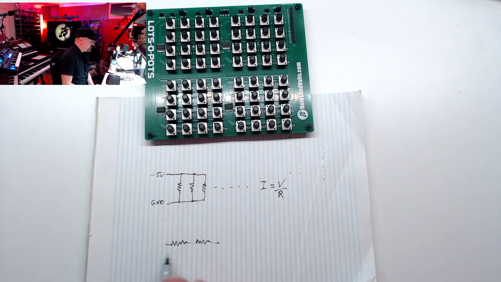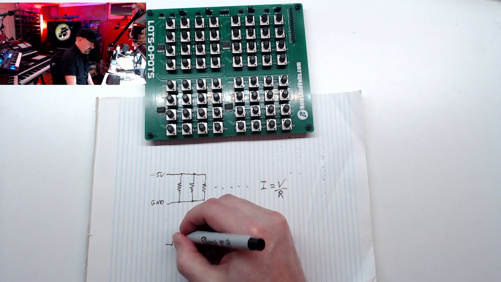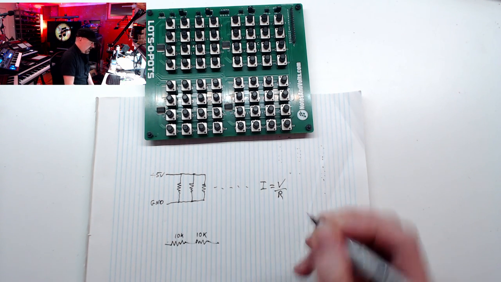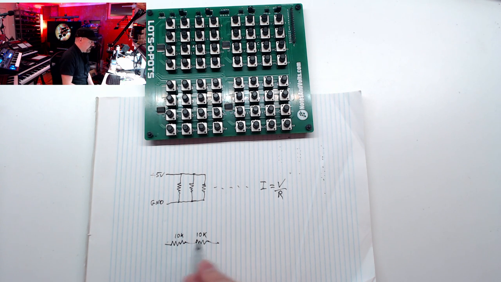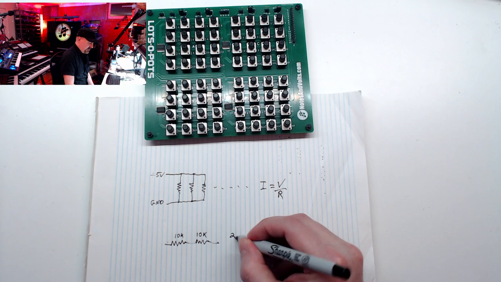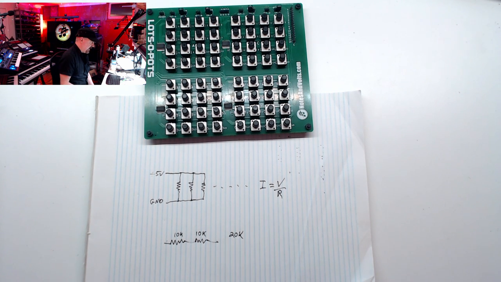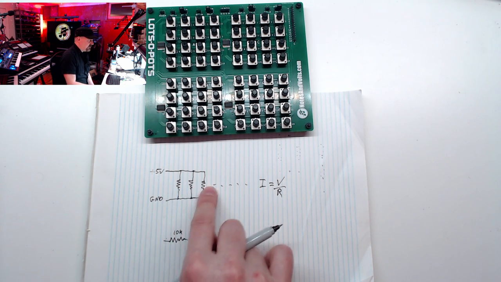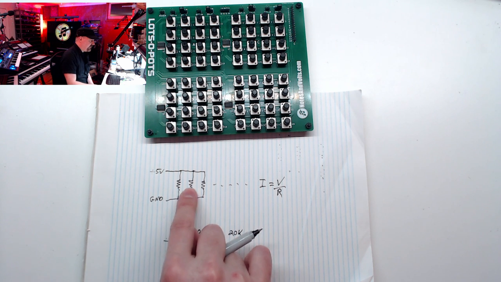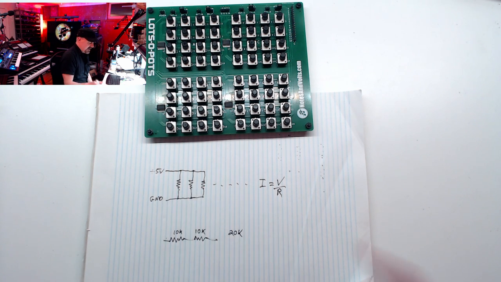Now, if our resistors were in series, let's say they were 10K ohms each, it would be very simple. All you have to do is add them together. So 10K plus 10K would give me the equivalent of 20K. For parallel resistors, it's not that simple. So how do we figure out the total of all these guys?